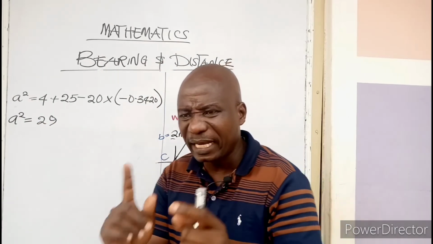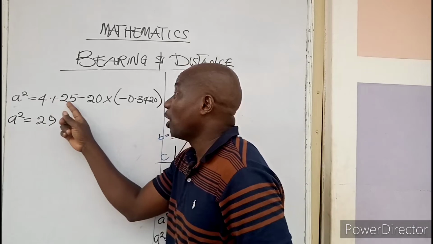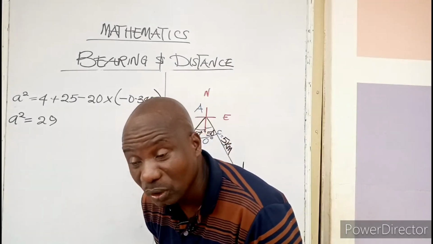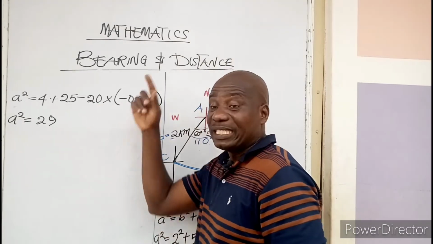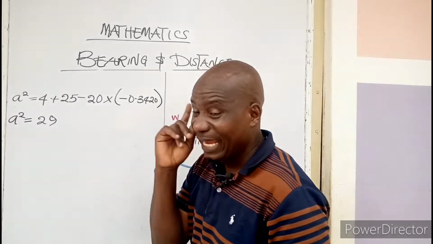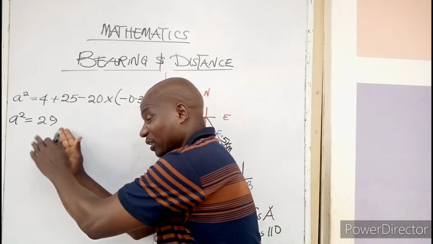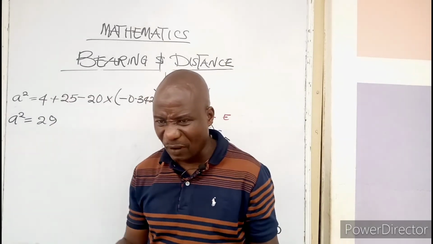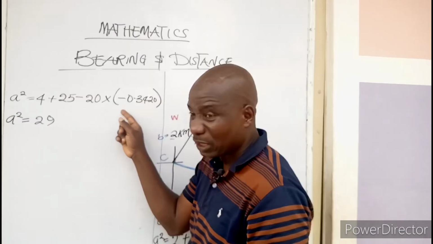Please, I want to sound a note of warning here. Never say this plus this, that is 29, and now say minus 20. No, you cannot say minus 20 because you are having a multiplication sign. That multiplication has to be dealt with first before you continue with your computation. Again, never say 4 plus 25, that is 29, and now say minus 20. Don't say minus 20, because that is foul. You have violated the rule of BODMAS. You have to do this multiplication first.